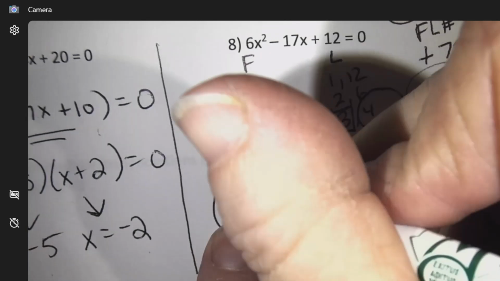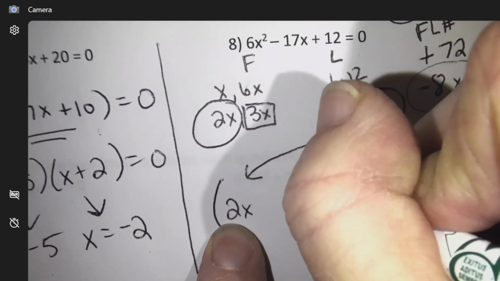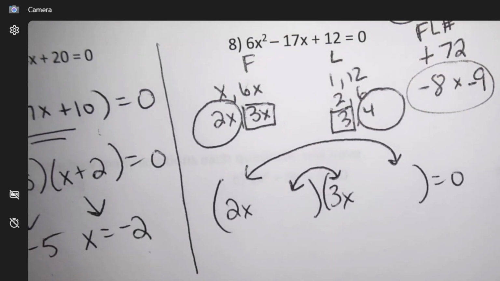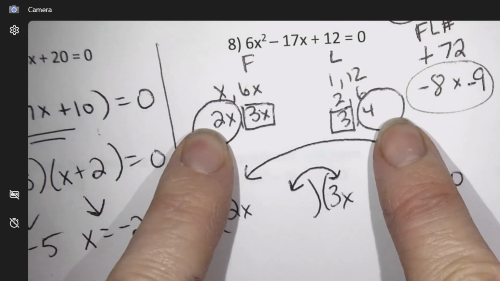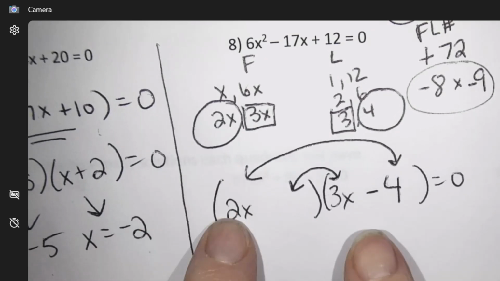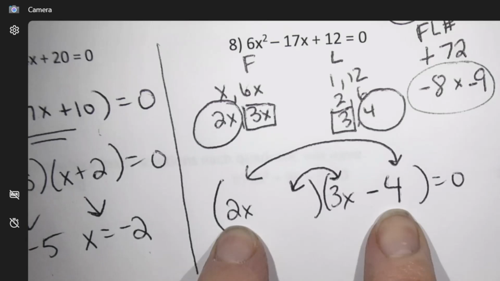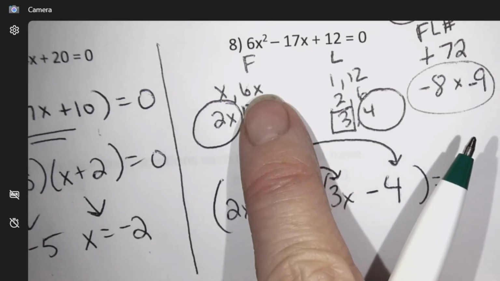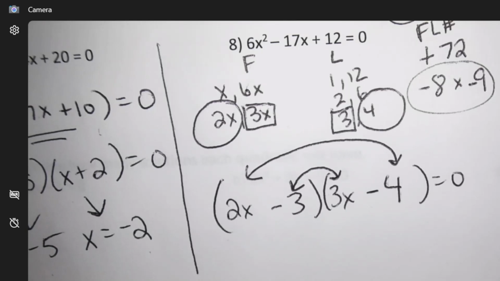Okay, so now I'm going to go FOIL outside, FOIL inside. So now I can see what I need to make on the hook partnerships. So the 2x has to hook to the 4. So that outside is showing me negative 8x. And the 3x has to hook to a 3. FOIL it out.